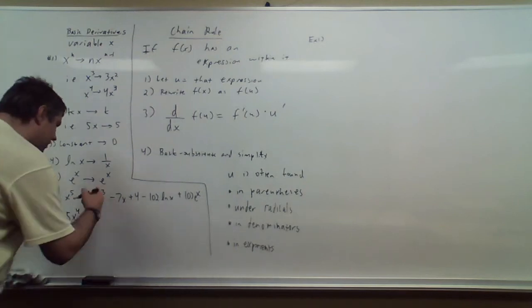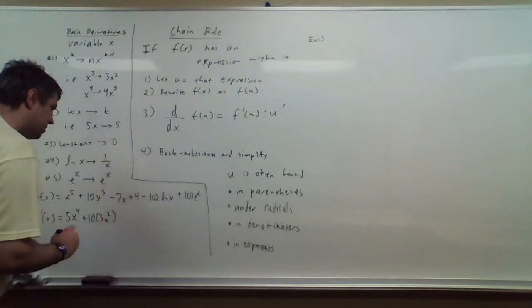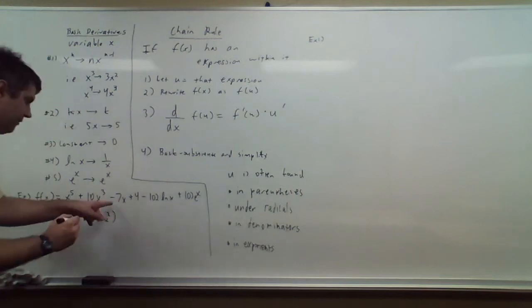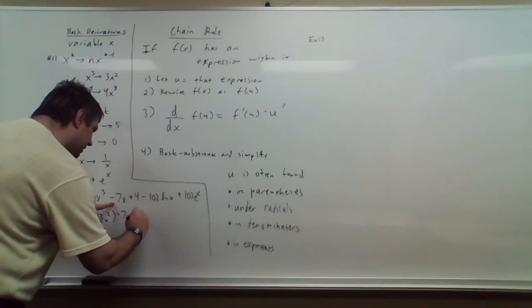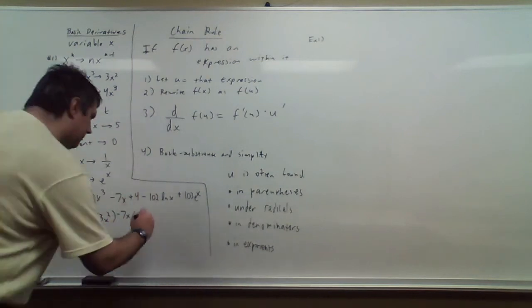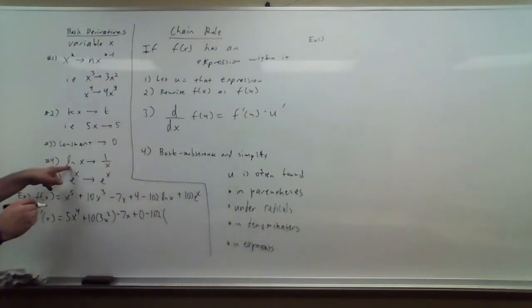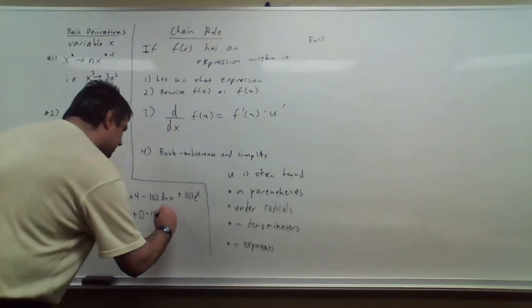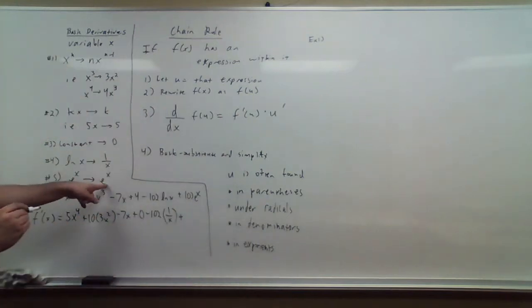The 5 would go to the front, and I go down a power to x to the fourth. Plus 10, the 3 would go to the front, and I go down a power to x squared. The derivative of minus 7x is just minus 7. The derivative of the constant 4 is 0. Minus 102, the derivative of the natural log of x is 1 over x. And the derivative of 103 e to the x would just be itself.